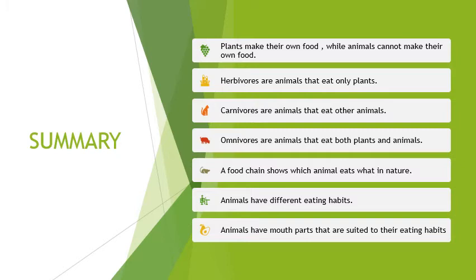Let's summarize what we have learned in this chapter. We now know what are herbivores, carnivores, and omnivores. What is the food chain and mouthparts of different animals according to their eating habits.